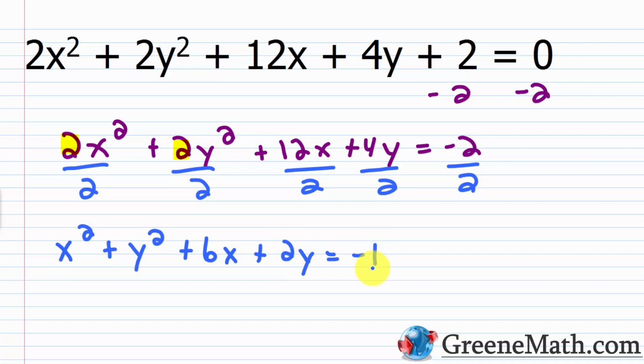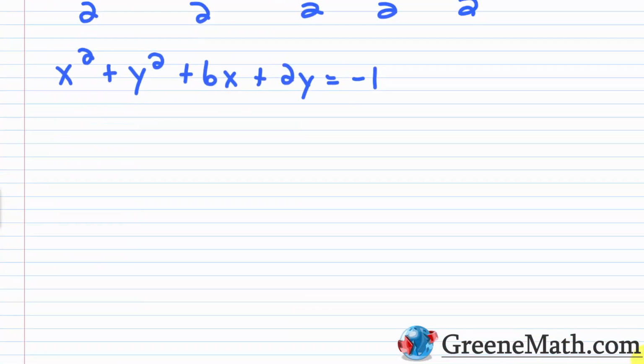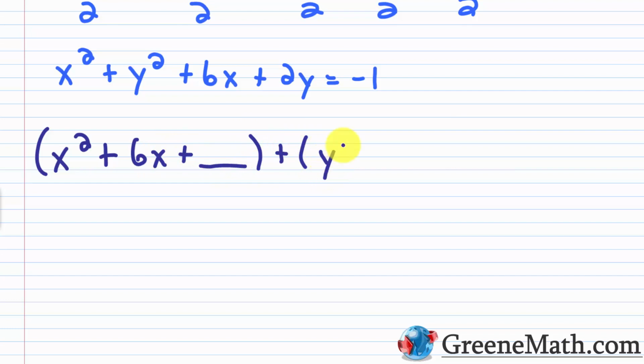From here, now I can go into the step where I'm going to complete the square. Again, I want to group my x terms together and group my y terms together. So we'll have x squared plus 6x plus something, and then y squared plus 2y plus something, and this equals negative 1. I'm looking at the coefficient for the variables that are raised to the first power. So the coefficients are a 6 and a 2.